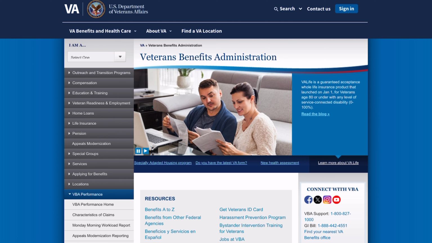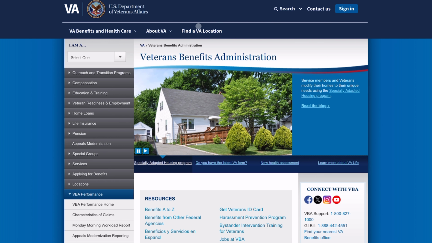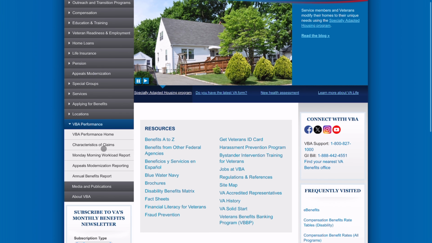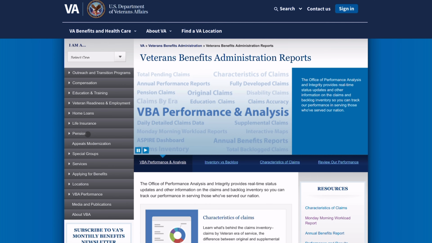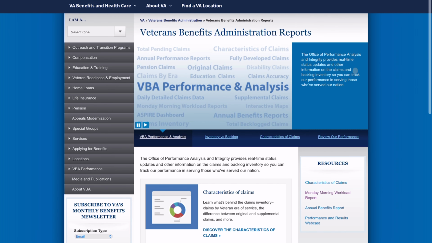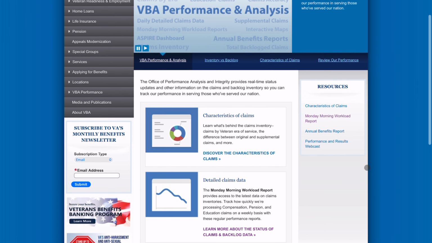So right now we're on benefits.va.gov. That's the website that we're on. And we're going to go over here to the left, and there's a little section called VBA Performance. We're going to go down to VBA Performance, and then we're going to go to that home page first. So we're going to click on VBA Performance, and you'll see right away there's a little slideshow of all this different stuff at the top.